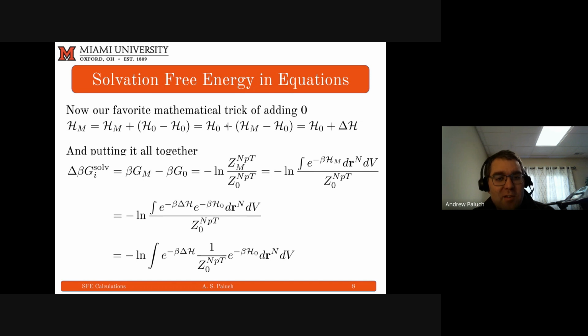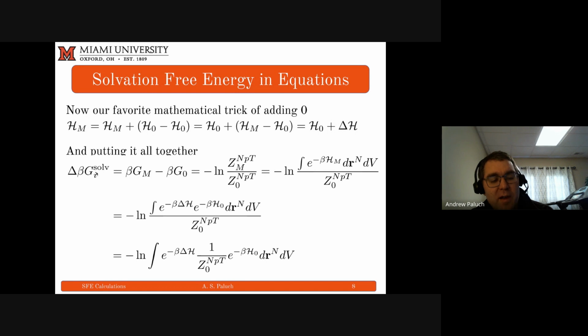Rearranging, I can write this as H naught plus HM minus H naught, or the notation I'm going to use here is H naught plus delta H, where delta H is the change in Hamiltonian of my target relative to my reference state. Okay, so this is already taking the form of a perturbative type of expression, where I'm writing the Hamiltonian of my target state as equal to the Hamiltonian of my reference state plus some deviation or perturbation term.